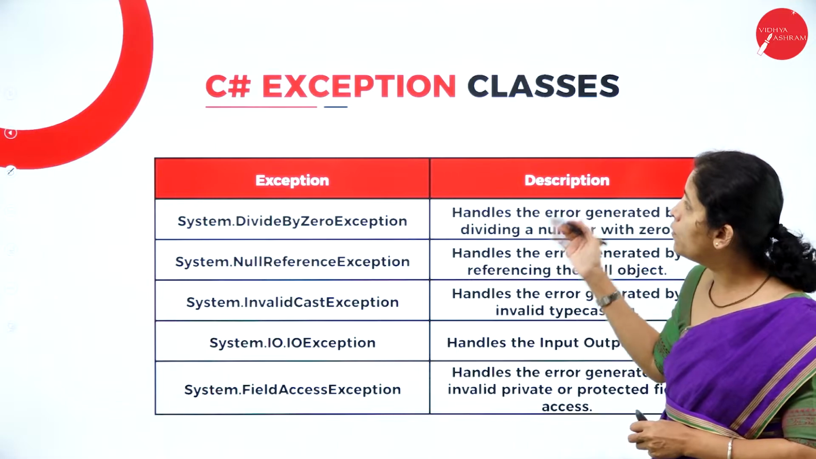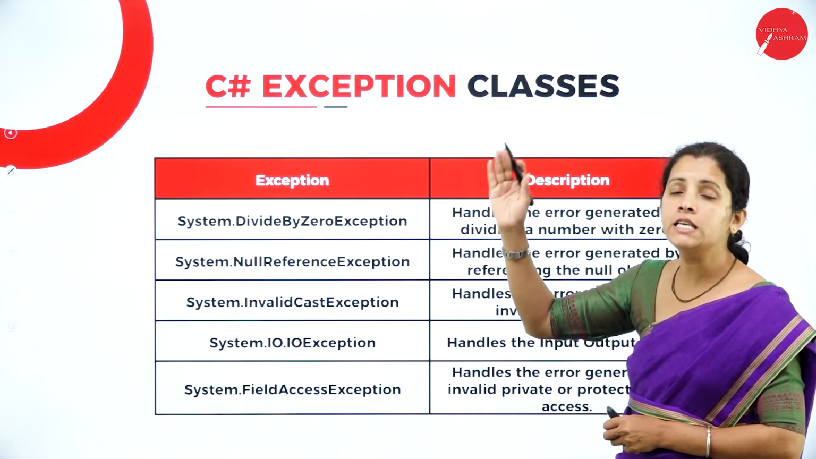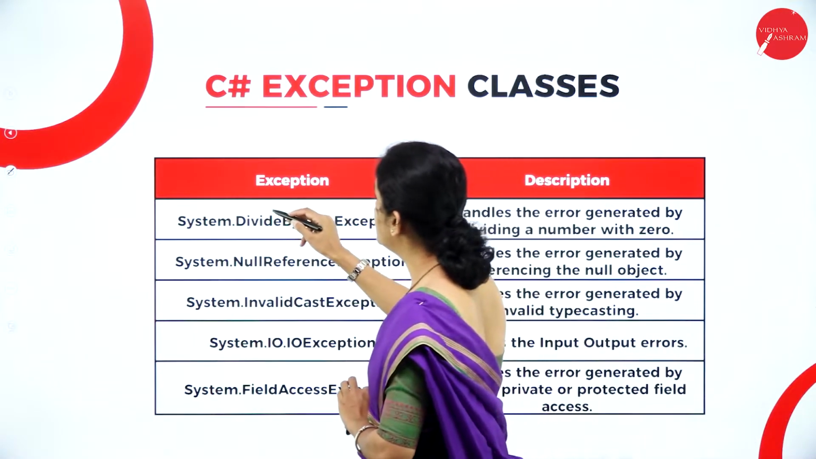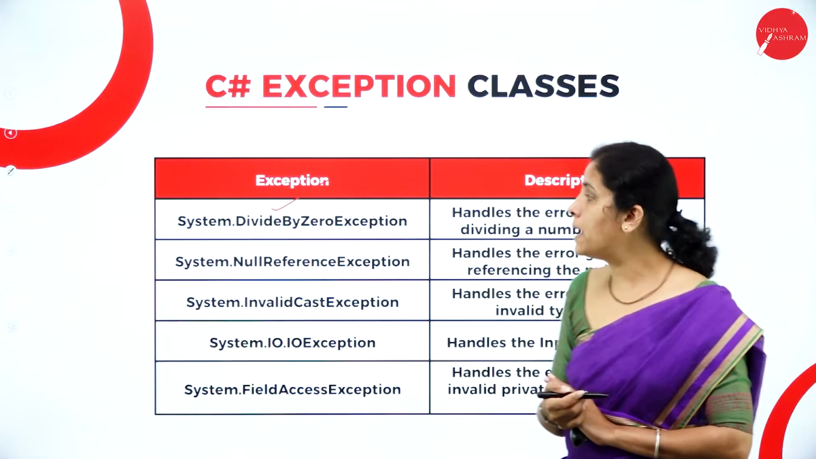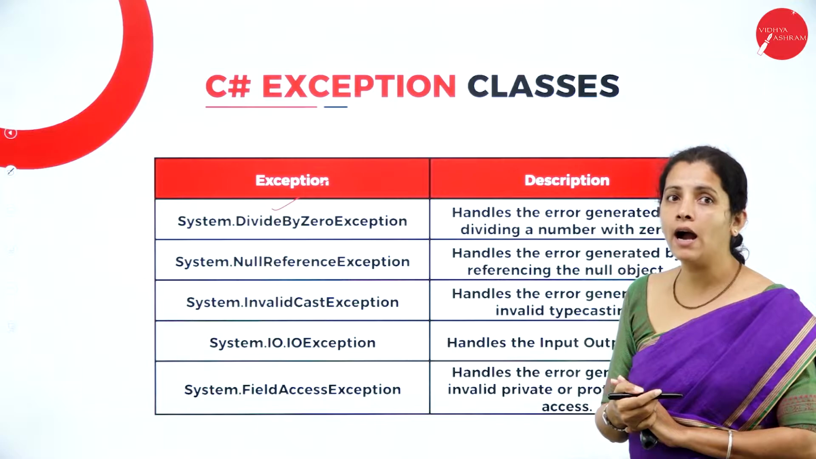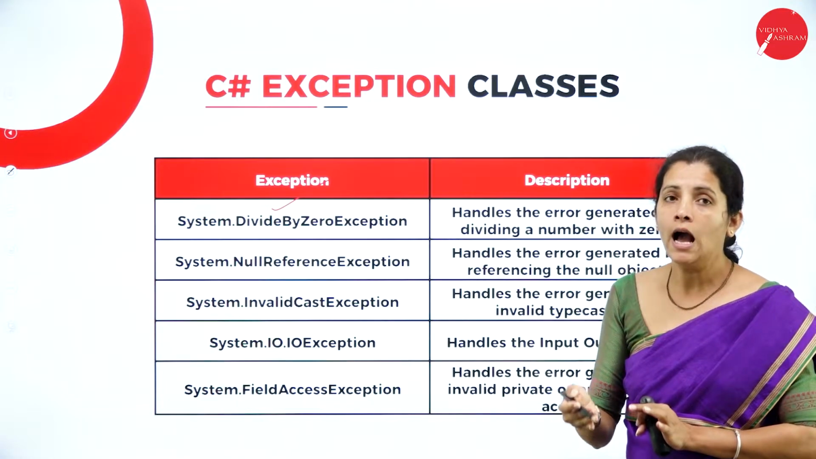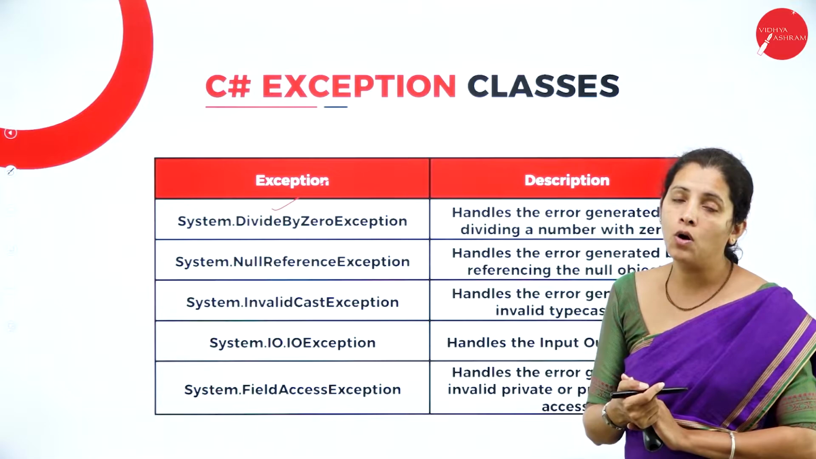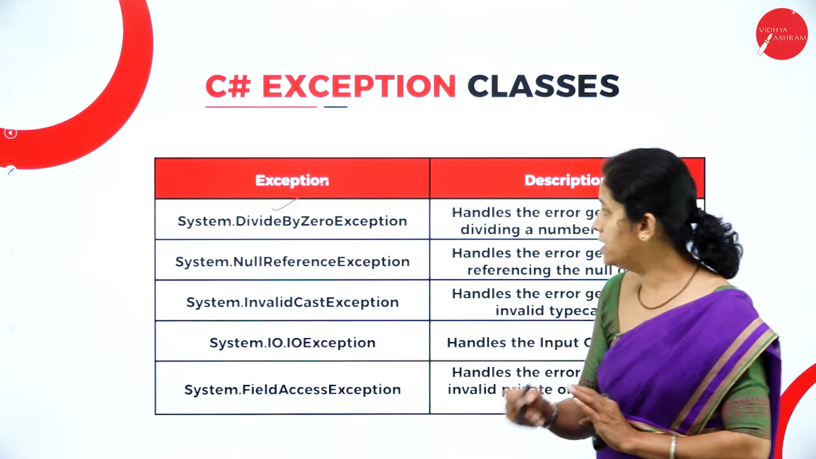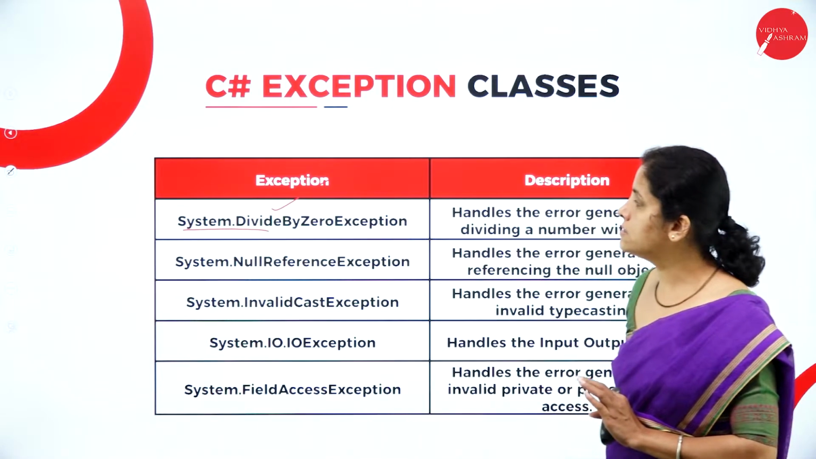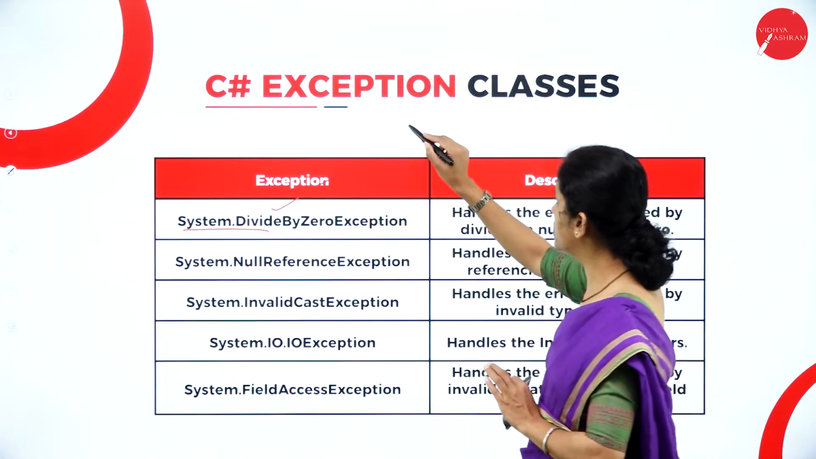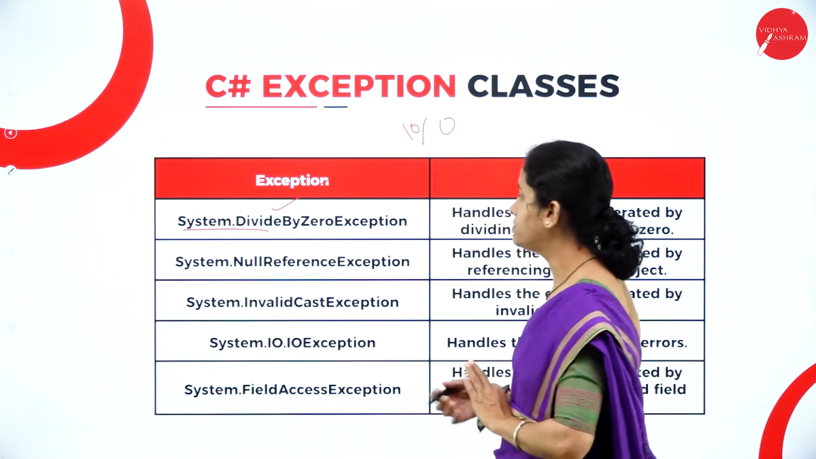And see here, I have certain C# exception classes. Here I have the exception System.DivideByZeroException. So dear student, when I try to divide some number by 0, I'm going to get an error saying it is not possible to divide a number by 0. So here, what kind of exception? That is System.DivideByZeroException. For example, 10 divided by 0.